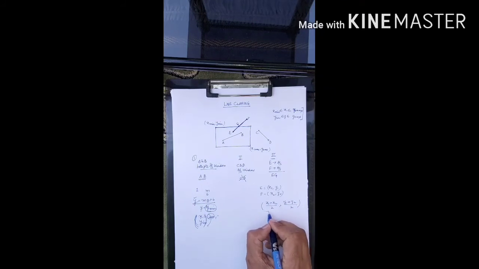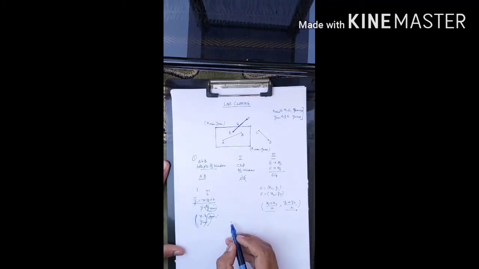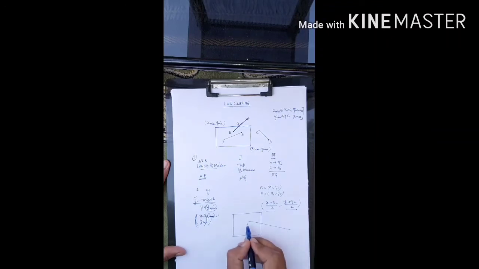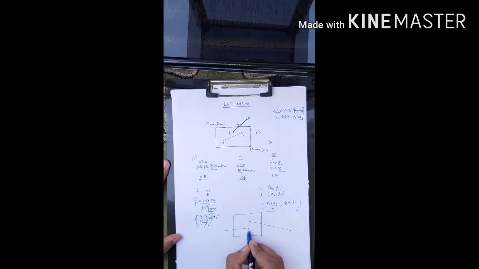So you check whether this midpoint is inside the window or outside. For example, I take another diagram to represent this. Suppose this is the clipping line. So you find the middle of the line. In this case you can see very easily that the point is outside the window. And similarly, I have another example. In this case, the midpoint is inside the window.